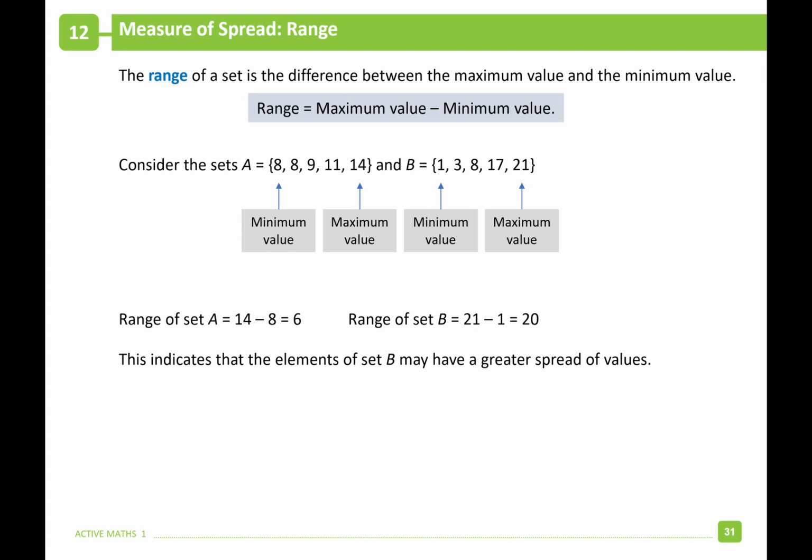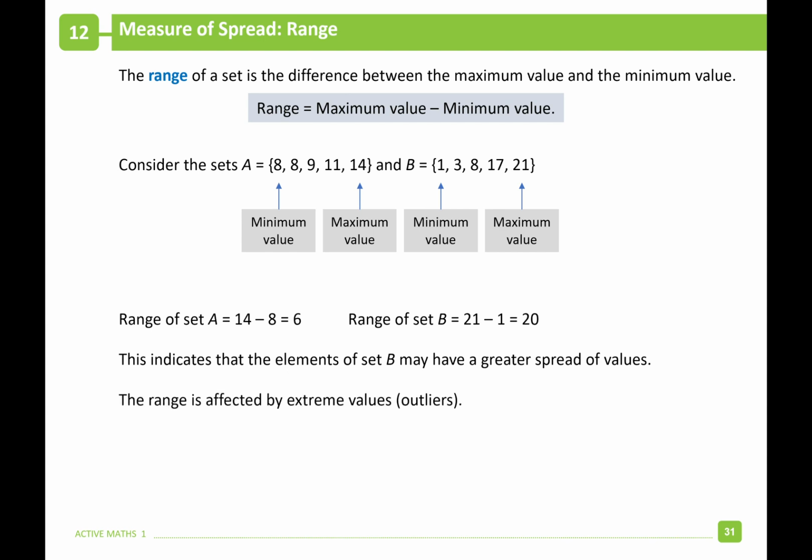The range indicates the spread of our values. The larger the range number, the greater the spread of your values. In this case, this indicates that the elements of set B have a greater spread than the elements of set A.